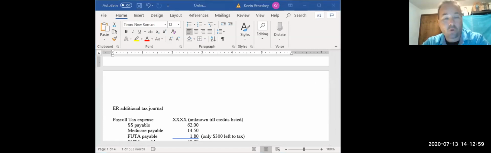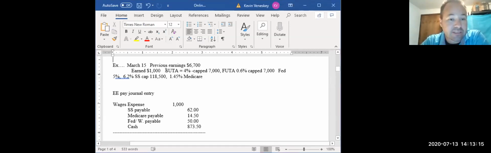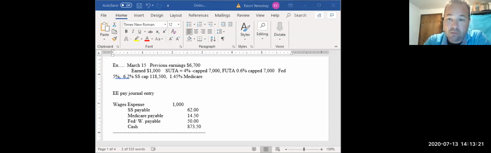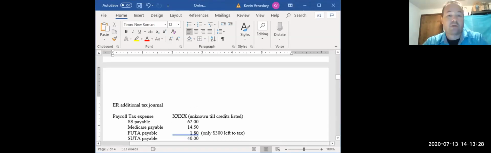And then I told us that the cap for SUTA is the same, $7,000, which for the book problems it will be. So we still only have $300 that I need to tax. And then if you go back up to the problem, it tells us that the SUTA rate is 4%. So I'm simply going to take 300 times 0.04, and that's $12. So I'm going to come down here and update this to $12.